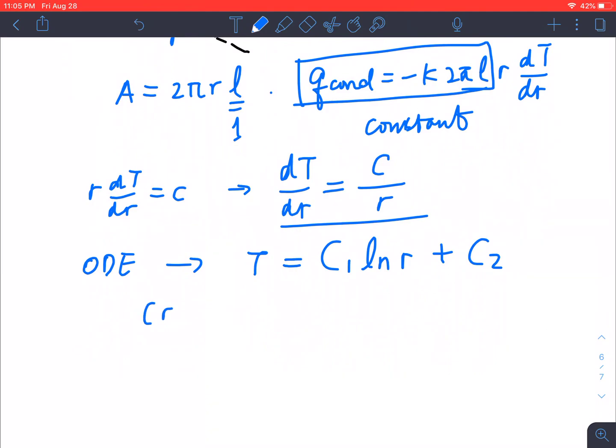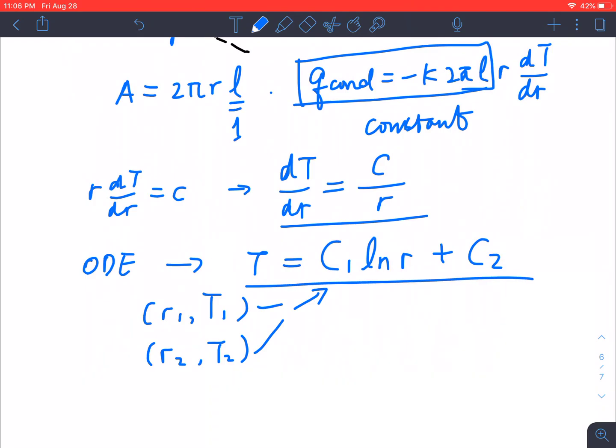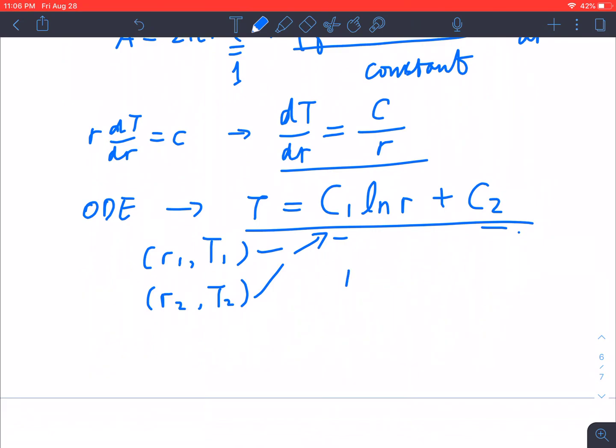And we can plug in this pair of known values of r and T, plug in these two into this general solution, and get C1 and C2, right? So then not only do we know this temperature distribution, in this case, is bending downward, we also know this is actually a log curve.